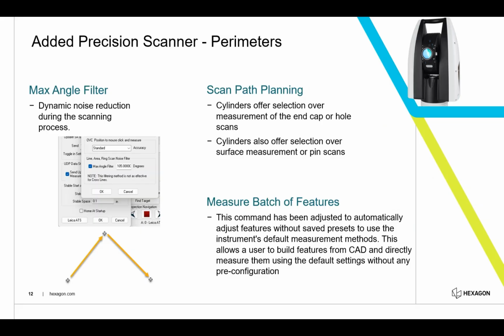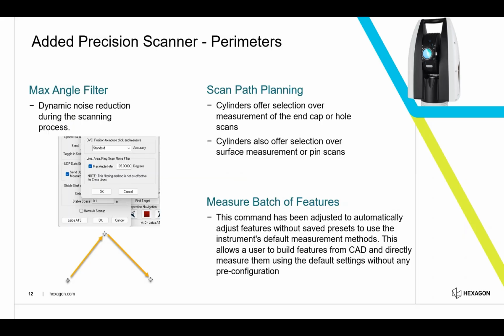There are a couple of other additions specifically for the 800. What we did was add an angle filter to the instrument to help reduce noise or outliers within the dataset, so that's kind of a nice addition. We've increased the ability to do path planning, so if you're scanning, for example, a cylinder, you are able to scan either the exterior of that cylinder or the interior portion that you can see, like the end cap of that cylinder. So if you're scanning down into a hole, or if you're scanning a pin, you can simply define the orientation of the cylinder and the instrument will know how to handle that.